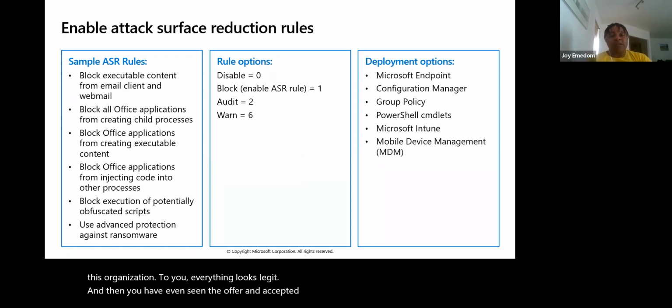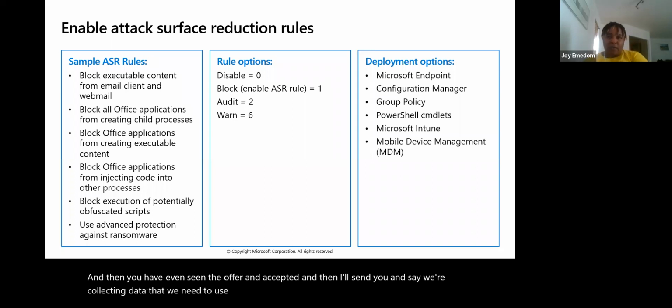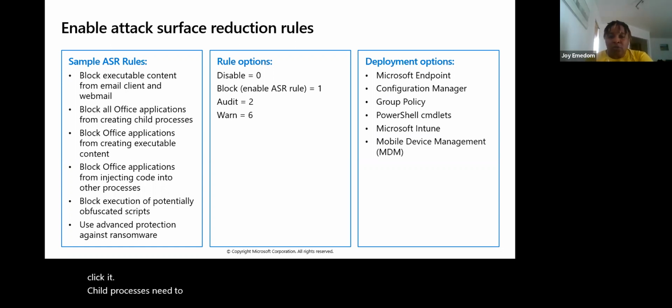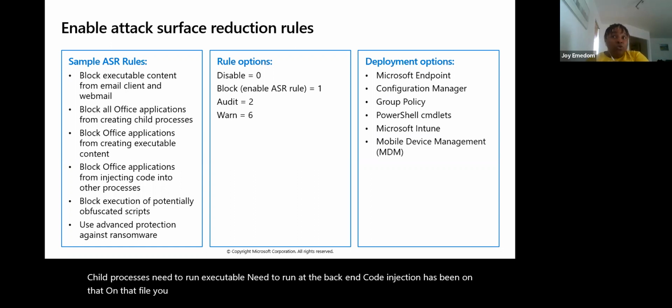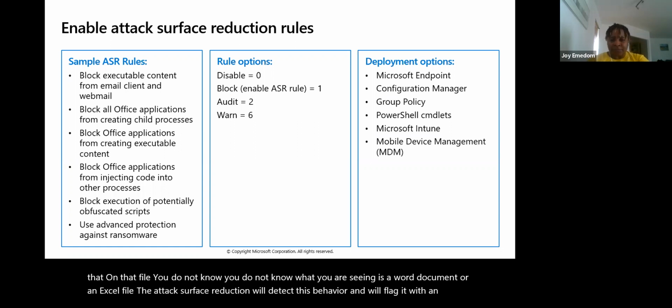And then they now send you a message saying, we're collecting data that we need to use to prepare XYZ for you. Innocently, you get a Word document, and as you click it, child processes need to run, executables need to run at the back end, code injection has been on that file. You do not know what you're seeing is a Word document or an Excel file. The attack surface reduction will detect this behavior and will flag it with an alert and incident.